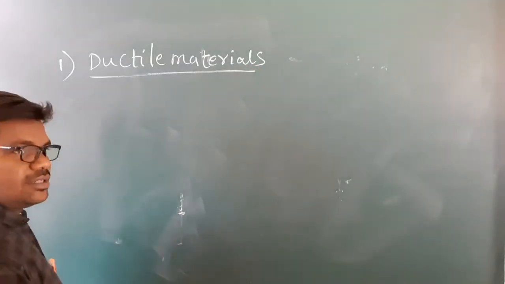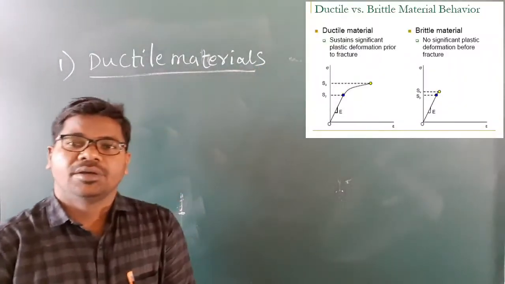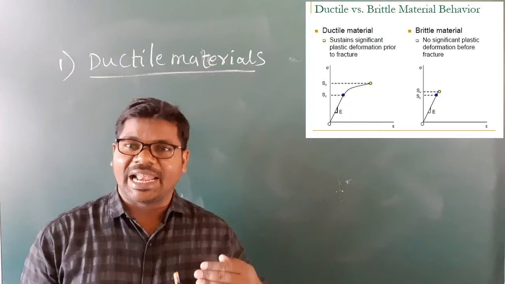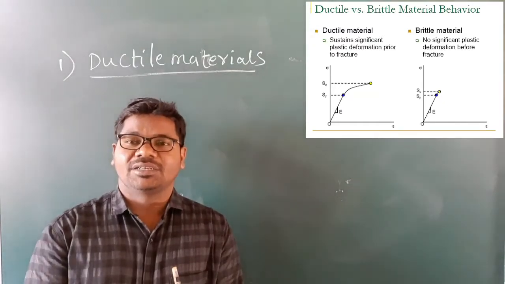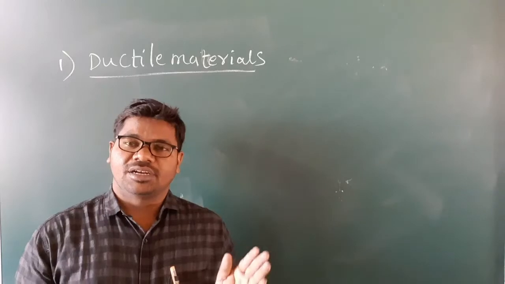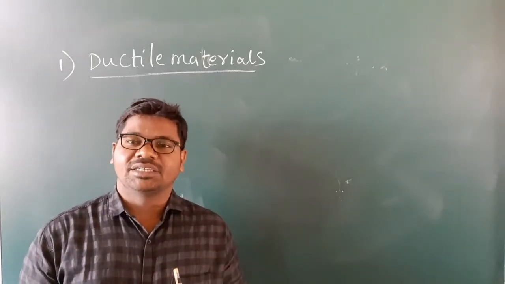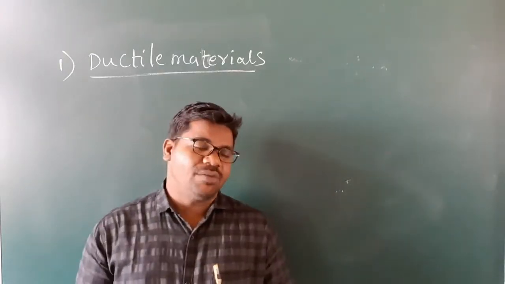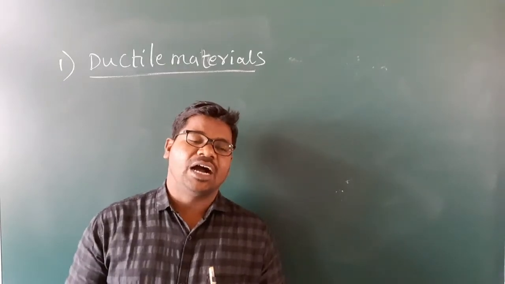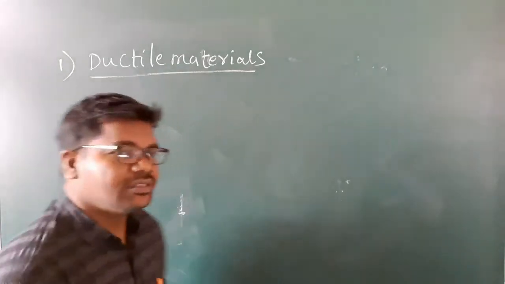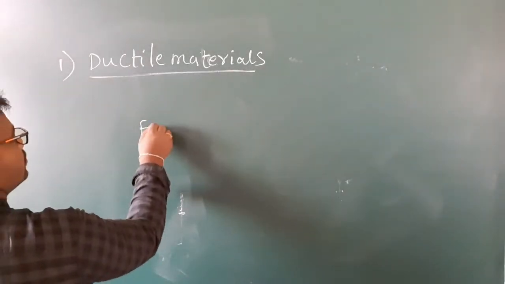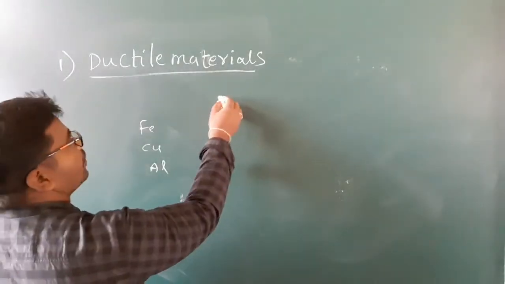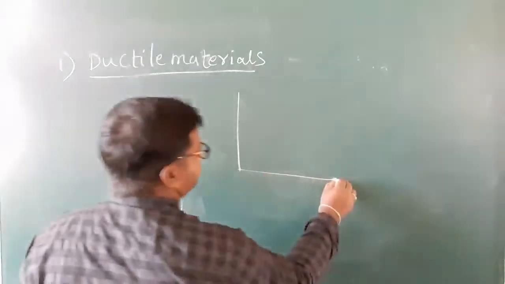Ductile materials. In this type of materials, when we apply load or stress, the material will elongate. We are applying force and the material will not break, it will elongate, which means the length increases. Understand? The examples of these materials are iron, copper, aluminium, mercury. Iron, copper, aluminium.